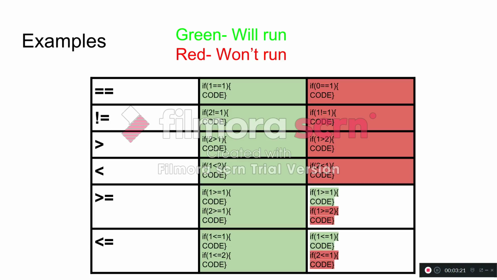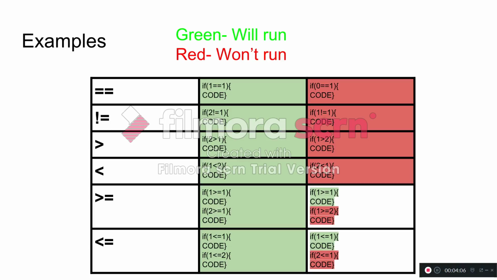Same thing with the not equal to, so if 2 is not equal to 1, well 2 is not 1, so the condition is true, therefore the code runs. If 1 is not equal to 1, well 1 is actually 1, so the code will not run. The condition is false, the code never runs. It gets a little bit more complicated, as I mentioned earlier, with the greater than or equal to operator. So if we have 1 is greater than or equal to 1, this condition is true, therefore the code will run. But if 1 is equal to or greater than 2, well 1 is neither greater than 2, nor is it equal to 2, so the condition is false, the code does not run.